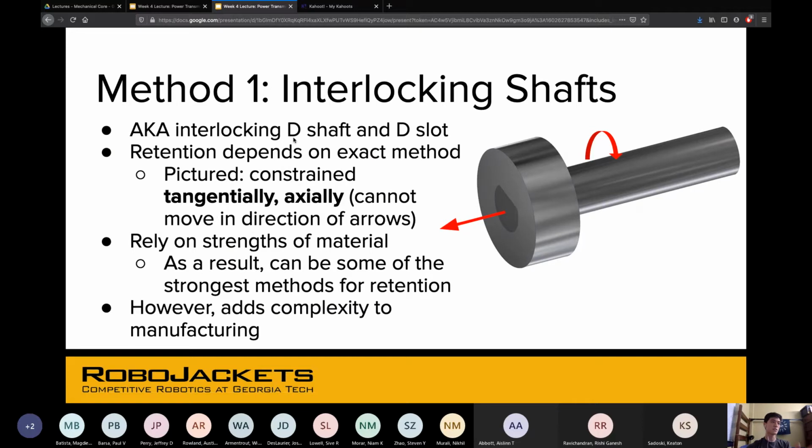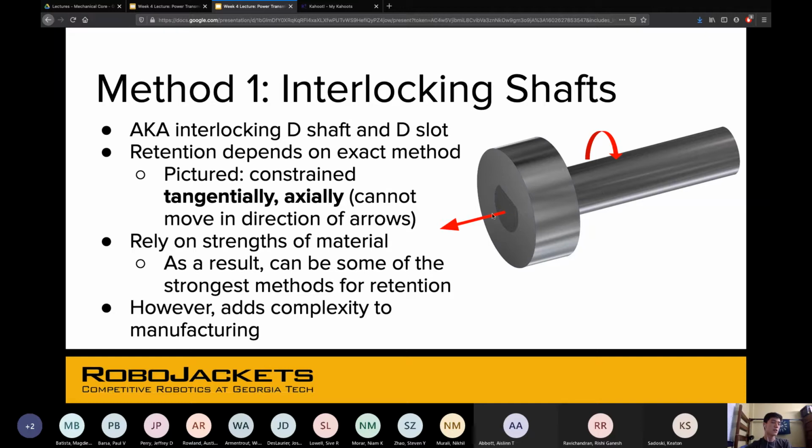So you can see from the title, it's called a D shaft or D slot. You can see because it has this kind of D shape, where if you're trying to turn this shaft, it has to turn the slot as well. So as you can see, if I turn it, since they have to turn together, it's constrained tangentially. And then it's also constrained axially because there should be a ton of friction between each of the sides of this D shaft.